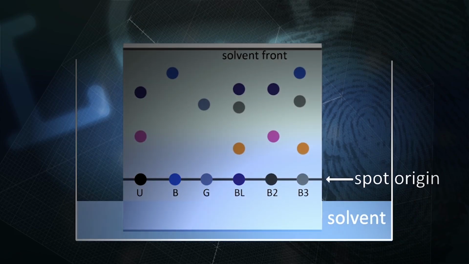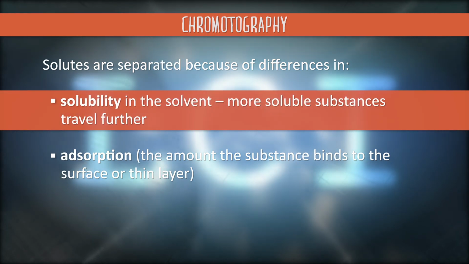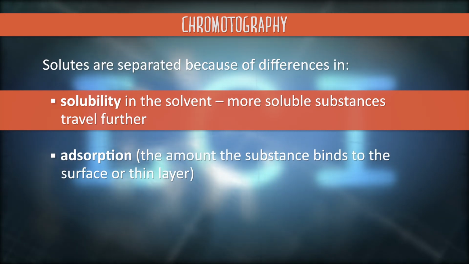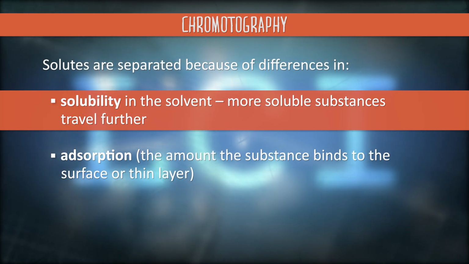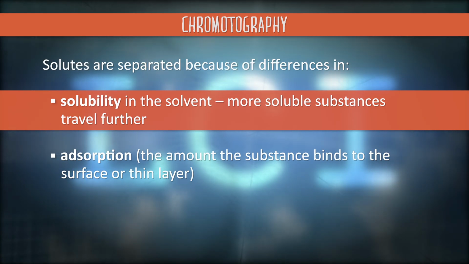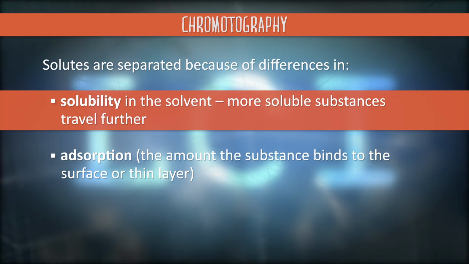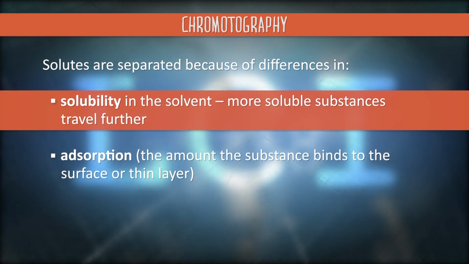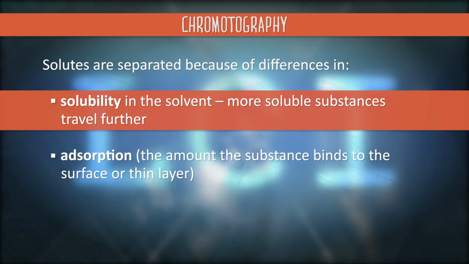As the solvent migrates up the paper, the substances in the spots separate due to differences in two things: solubility in the solvent, so for example solubility in water, which of course is aqueous, or non-aqueous solvents like propanone, such as acetone. Remember, the more soluble substances travel further, so the type of solvent used is very important.